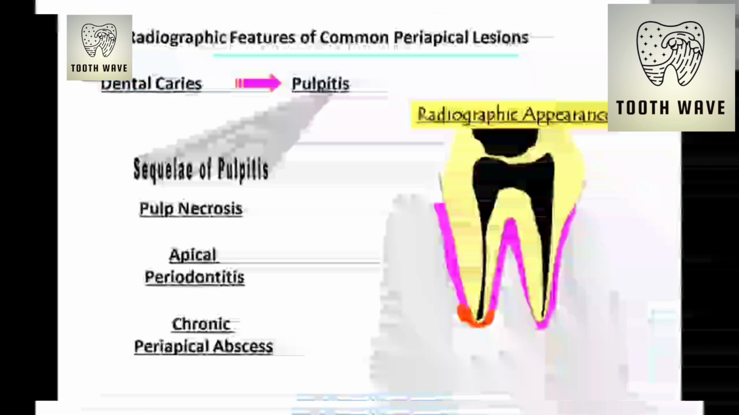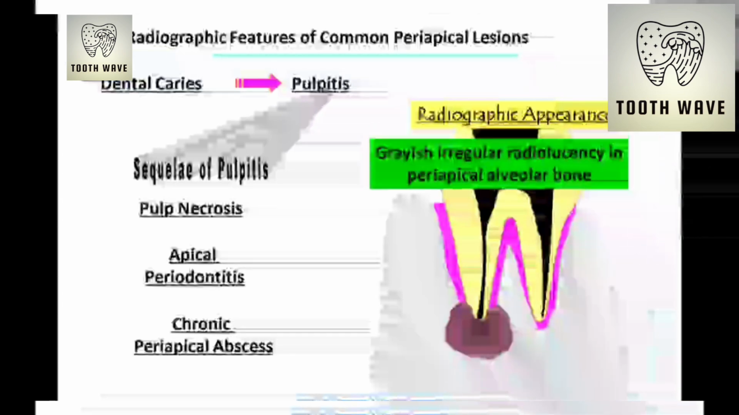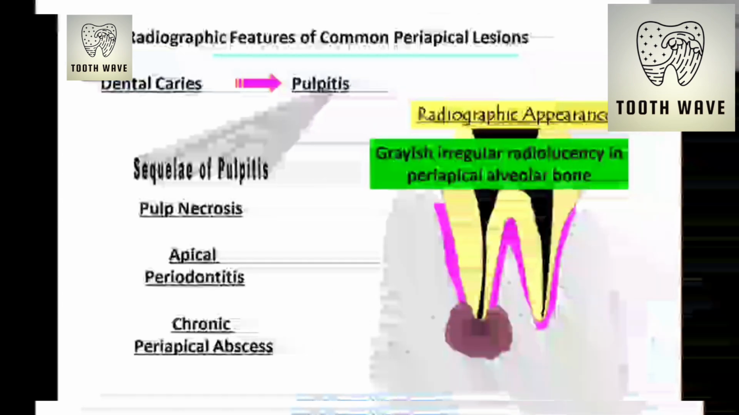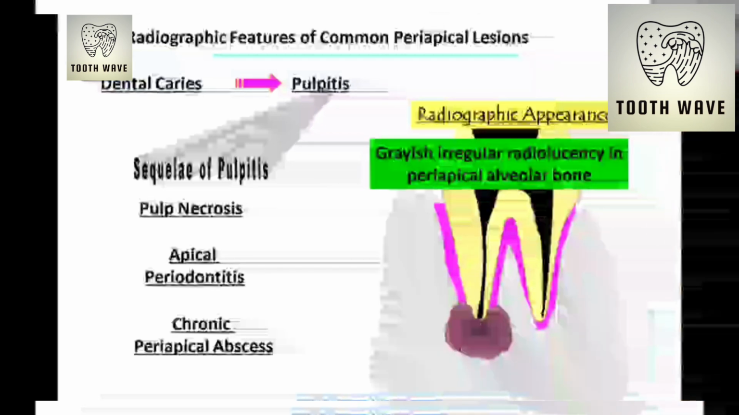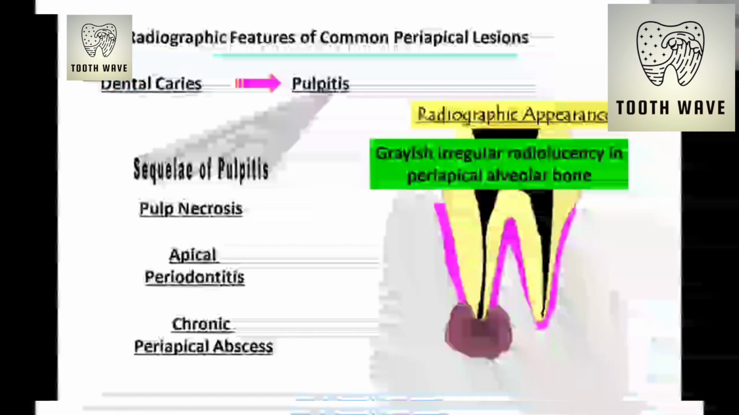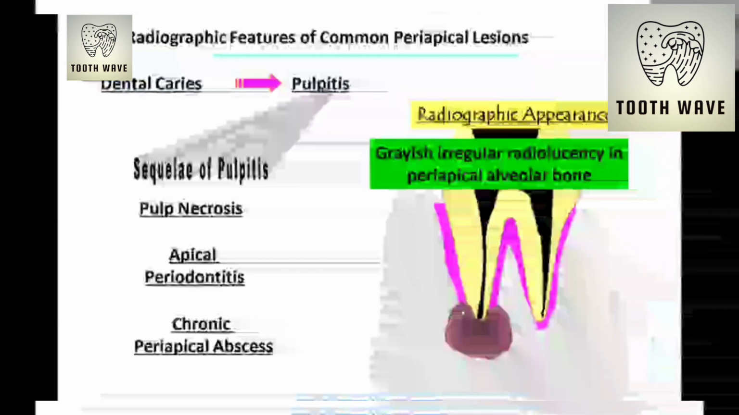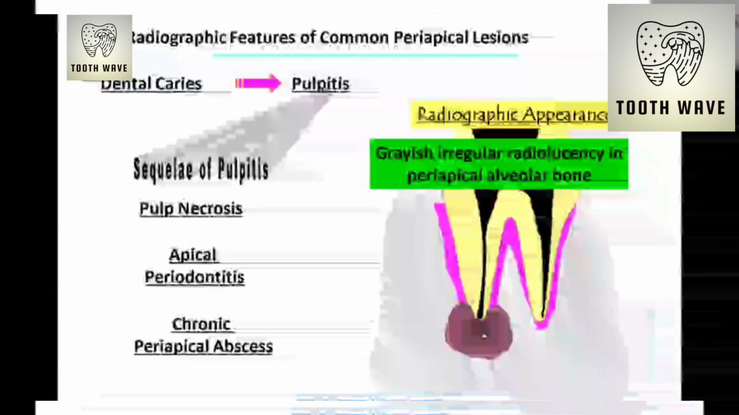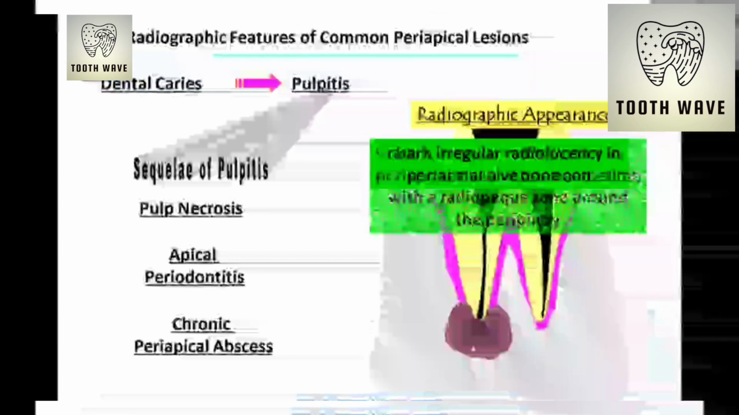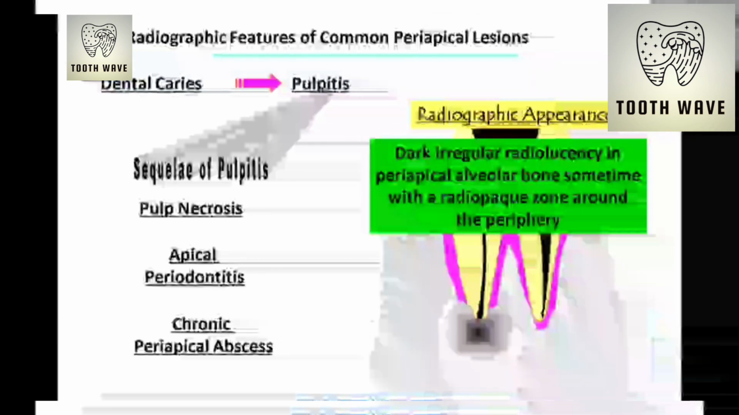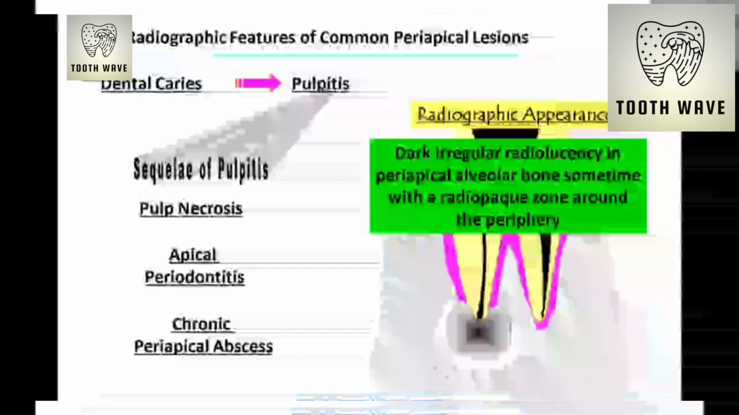Now in chronic periapical abscess, what happens? As you can see here, the haziness has been destroyed, and you can see an irregular area of radiolucency in the periapical alveolar bone, which is very ill defined. This is known as a periapical abscess. Sometimes this may be surrounded by a radiopaque zone around the periphery. So this is your chronic periapical abscess.